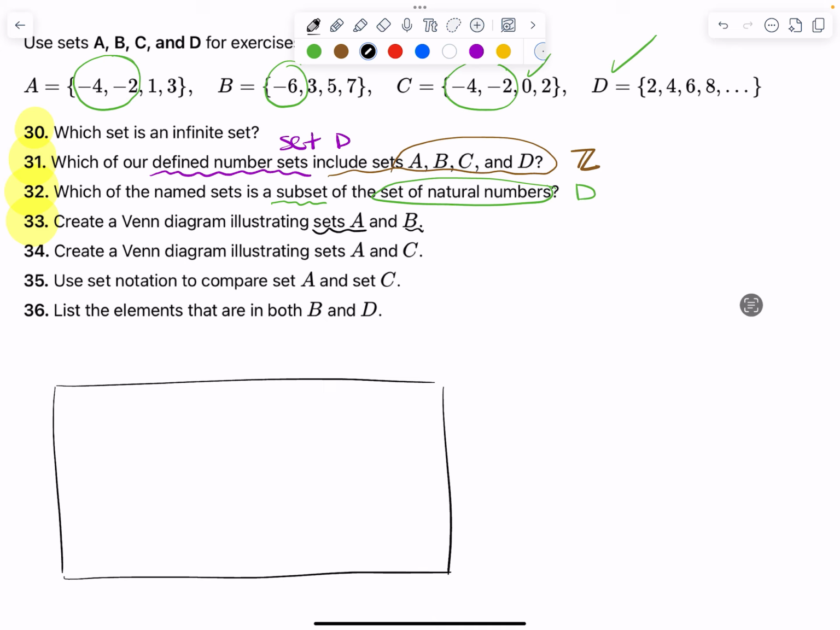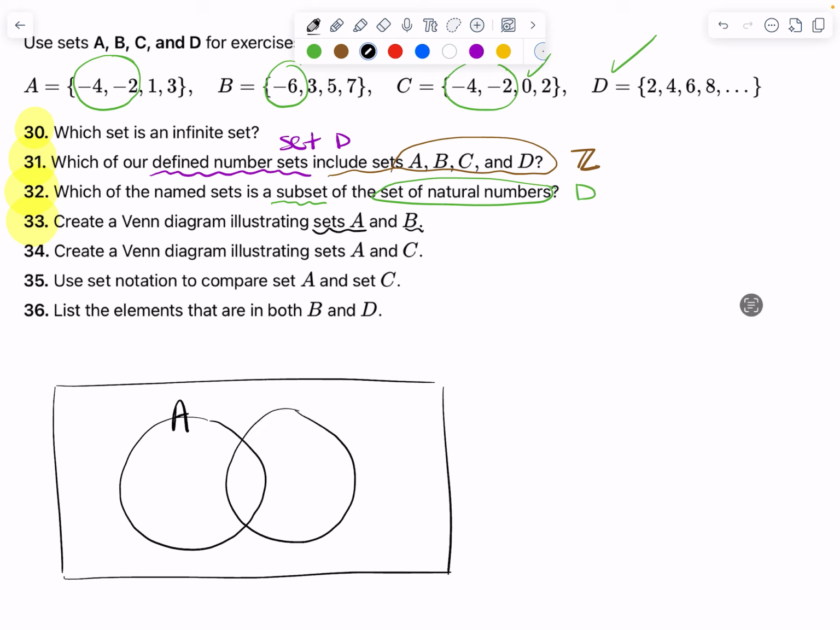I'm just about to draw 2 circles. Do you think we're going to have 2 separate circles with no overlap, or will these circles overlap? Let's see. I'm going to name this set A and the other circle set B. I'm going to list the elements of set A, which are -4, -2, 1, 3. Always use commas when you list numbers. And then the elements of set B are -6, 3, 5, and 7. Do you see any elements that overlap? I do. Isn't it 3?